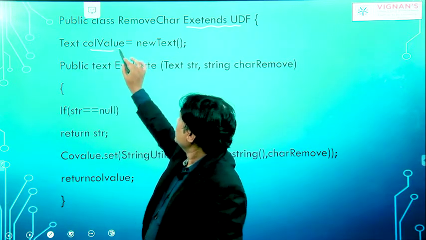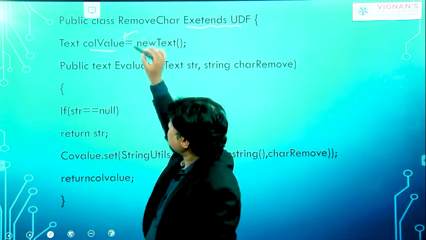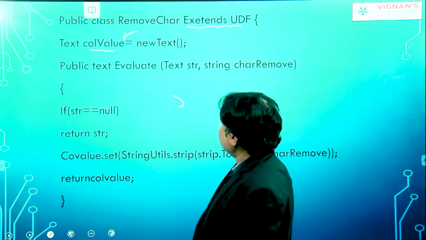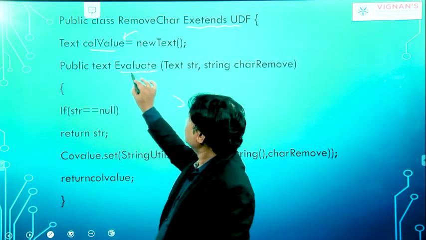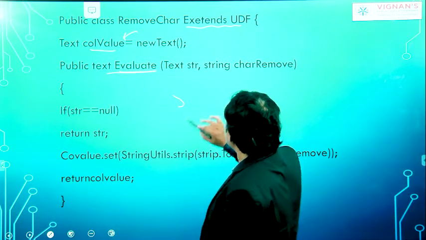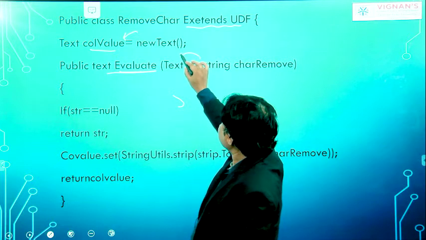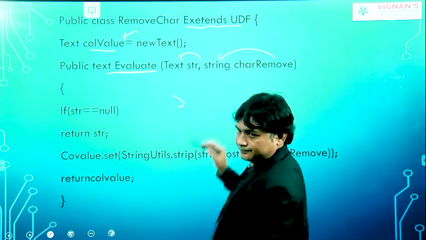which is called call value. So the new text value is assigned to these objects, and then I am using a method which is called the evaluate method. In this method we have two arguments: a string in the form of text, and a character name, also in the form of a string.